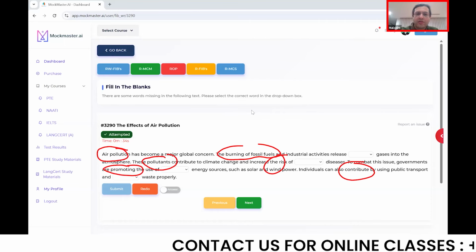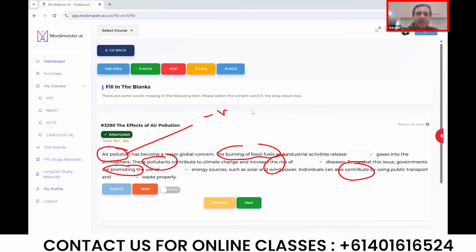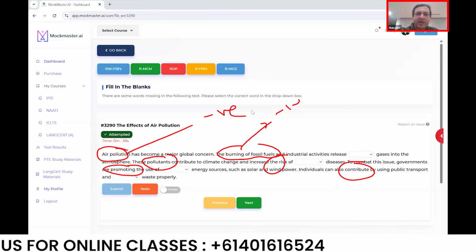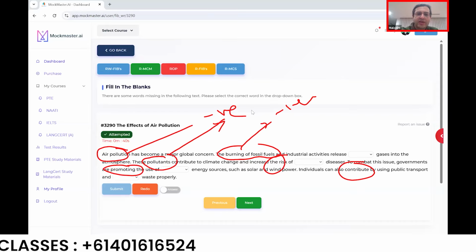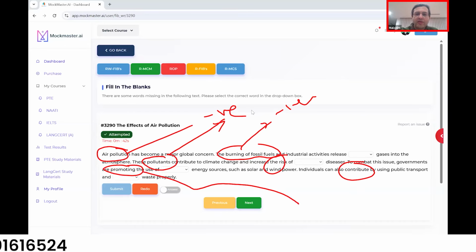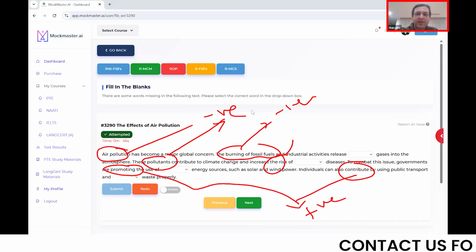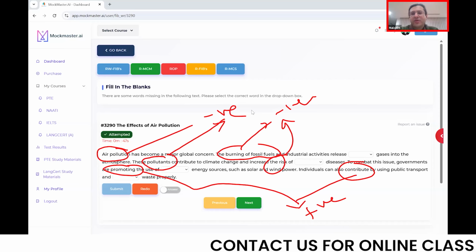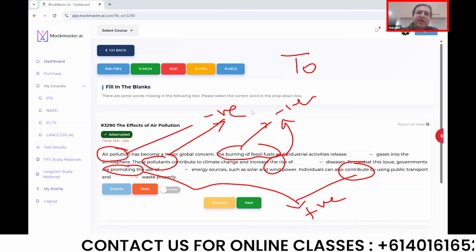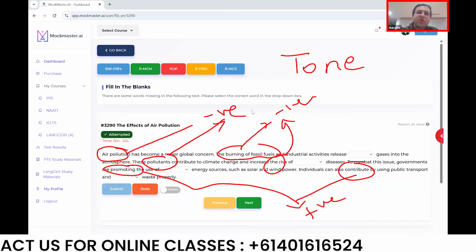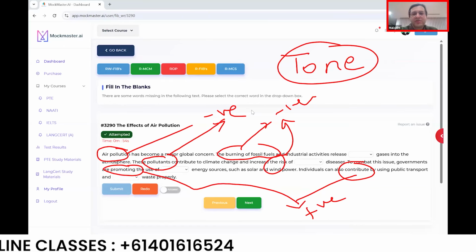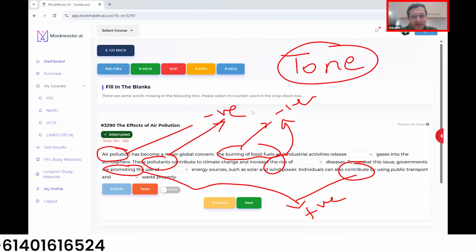contribute. Air pollution, negative. Burning of fossil fuels, negative. Pollutants, negative. Promoting, contribution, positive. Risk, negative. So what are we trying to ascertain here very quickly, in 5 to 10 seconds? The tone in each sentence. Is it positive or negative? That is the first thing.